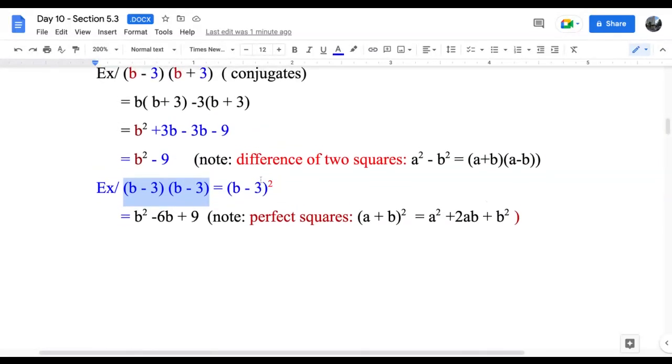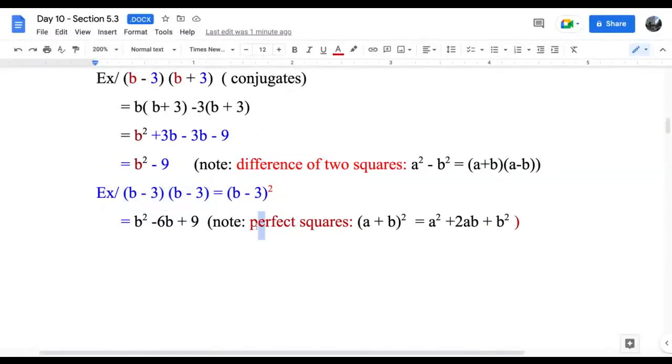Just make sure you see the difference between difference of two squares and perfect squares. In perfect squares, the square is outside the parentheses. And when we expand that, we get the first one squared plus 2 times the first one and the second one. First one times the second one gives negative 3b. Then we multiply by 2, so we get negative 6b. The negative 3 squared is positive 9. So we'll also get 3 terms.